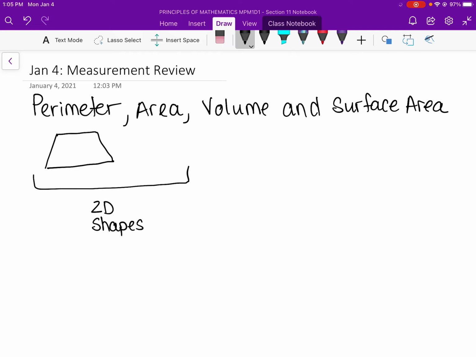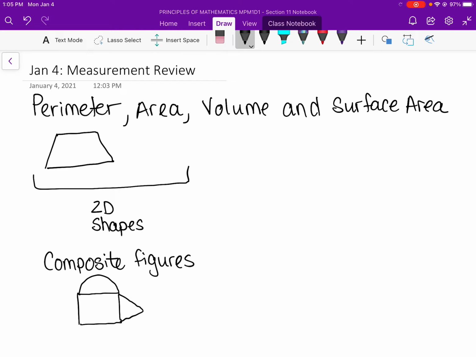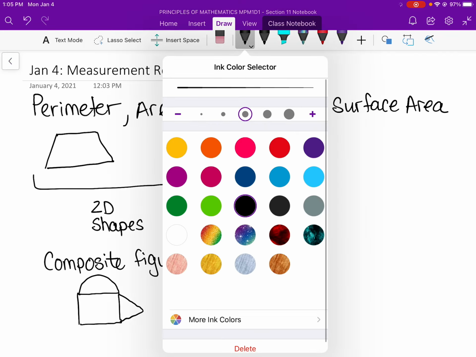In grade 9 academic math and in applied math, we like to do not just simple shapes like trapezoids and squares, but what are called composite figures, where we combine two or more shapes together. So we would have a rectangle, and then we would add a semicircle on top, maybe a triangle, and then find the area or perimeter of those figures, just to make it a little more challenging than grade 8 math.